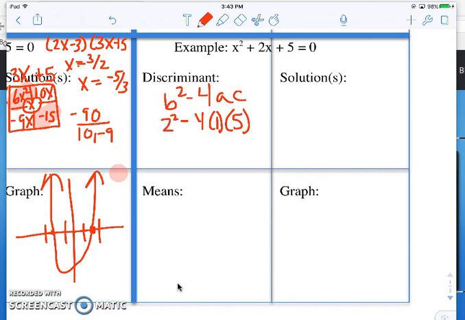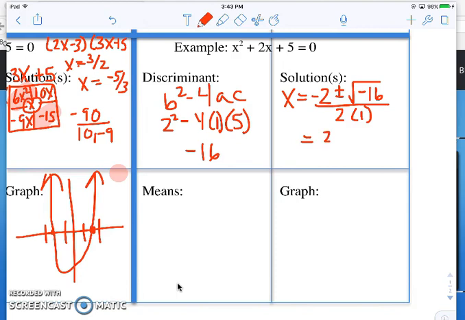So we have, let's see, negative 16. And since it's imaginary, you know it can't factor. So I'm going to use the quadratic formula. So x equals the opposite of b plus or minus, well, we already know that this is negative 16, divided by 2a. So 2 times 1.